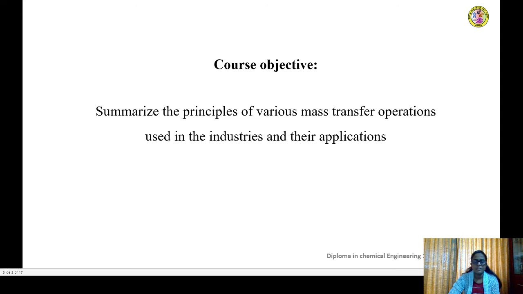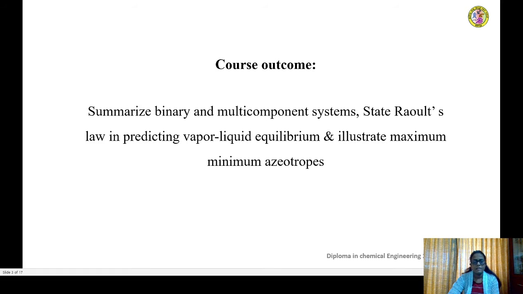So, this is the course objective. That is, our objective after teaching this course to a student is to make him summarize the principles of various mass transfer operations that are used in industries and also know their applications. So this is the course outcome which we expect the student to attain after he has learned this particular unit.